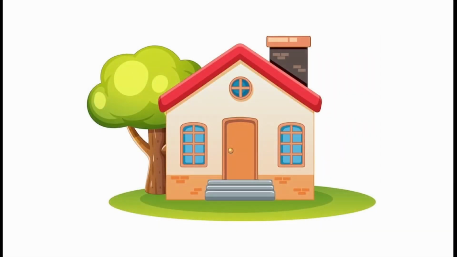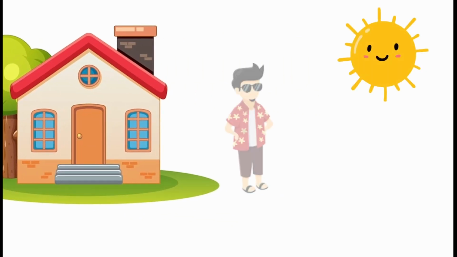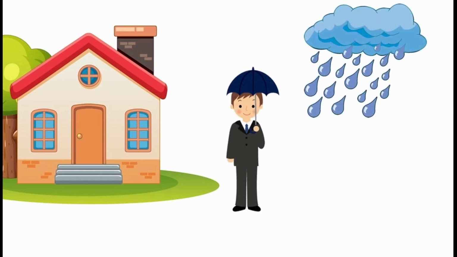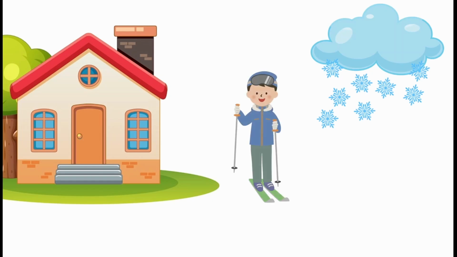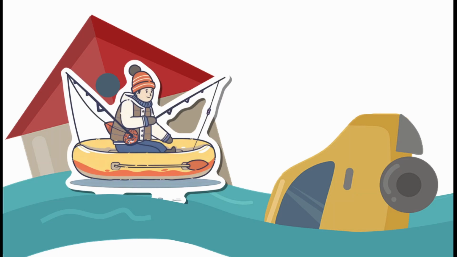I previously had an example about checking the weather before leaving the house. So let's continue that one. And now consider this. If it is sunny, wear sunglasses. Else, if it is rainy, bring an umbrella. Else, if it is snowy, put on your ski. Else, if there is a flood, bring your inflatable boat. Else, I don't know, maybe just stay home.